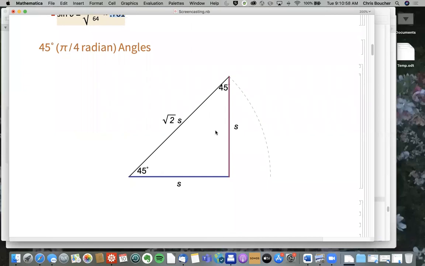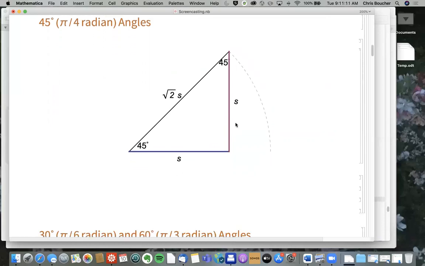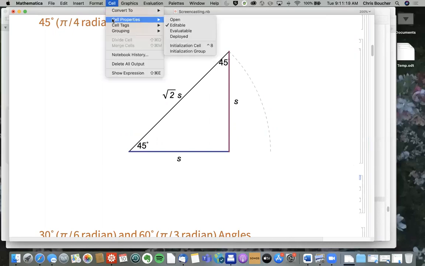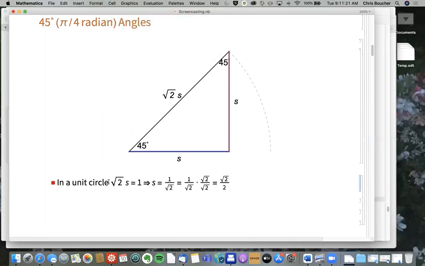And in a 45, 45, 90 triangle, the sides have a very specific structure. The two legs are the same because it's an isosceles triangle. And then by the Pythagorean theorem, the hypotenuse has to be the square root of 2 times that side length. Okay, well, remember, this is in a unit circle, which means this black side, the hypotenuse, is equal to 1, and that allows us to figure out s, right? Square root of 2 times s is equal to 1. So I just solve for s by dividing both sides by the square root of 2, and I get this.